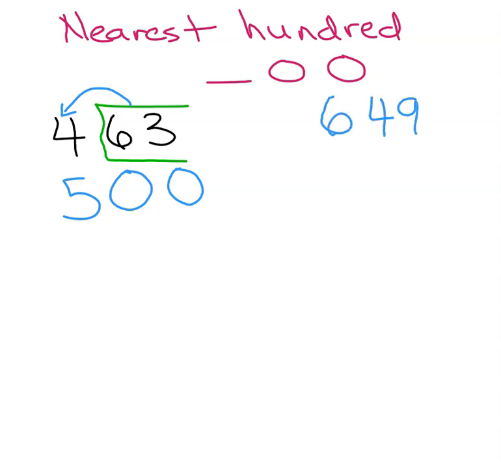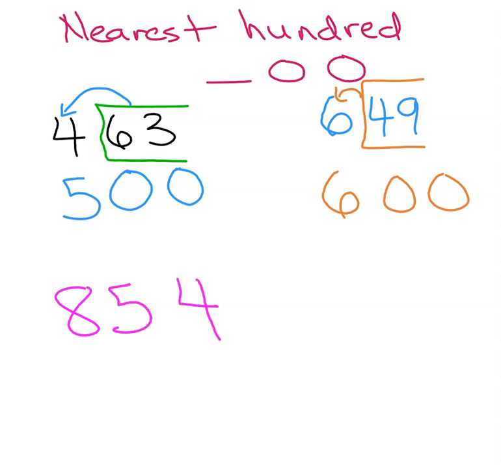Let's go with 649. We're going to start off by checking the last 2 numbers. We're going to look at them to see if these numbers are 50 or more. You can see here we have 49. It's not up to 50. So we are going to round down. So that means that this is going to stay at 6, and then we have 0, 0. Let's do another example.